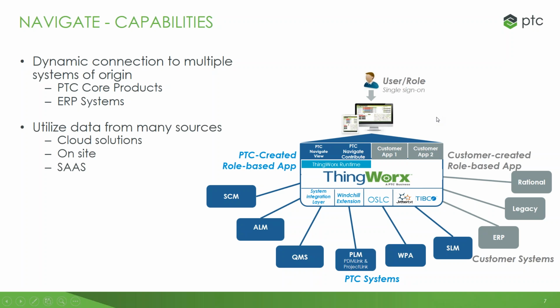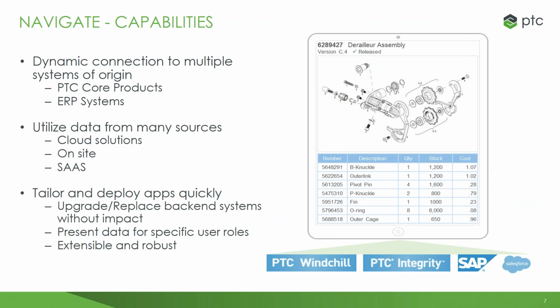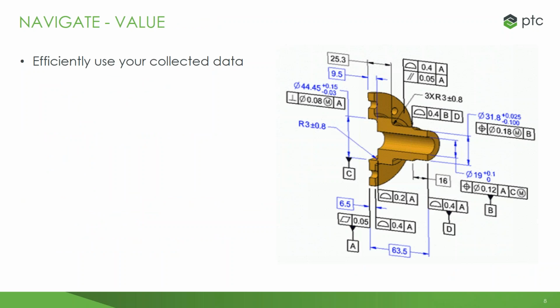Going further, we can utilize data from many different sources. Those can be either cloud solutions, on site, or even software as a service. And the really nice and compelling thing about Navigate is that it's very quick to deploy and tailor these apps, so you can upgrade and replace backend systems without much impact and present data to specific user roles. I will tell you what that means once we get into the demonstration. And we consider this a very extensible and robust system. Finally, let's look at some value that we can generate from this.